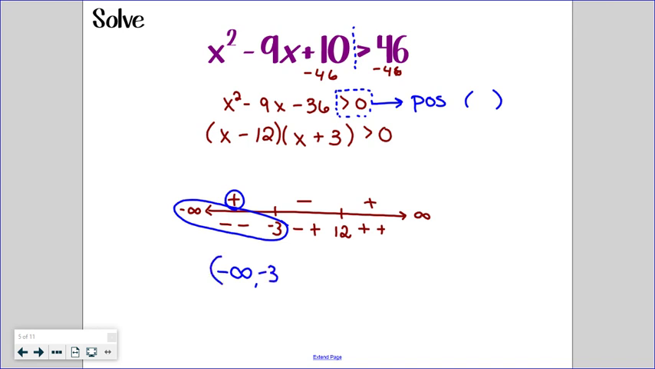We just talked about this, but it does not say "or equal to," so we are not going to include the negative 3. It is also positive in this section, which would be this interval right here, and that would be your second. Again, a parentheses because we are not including the zeros, from 12 up to infinity.